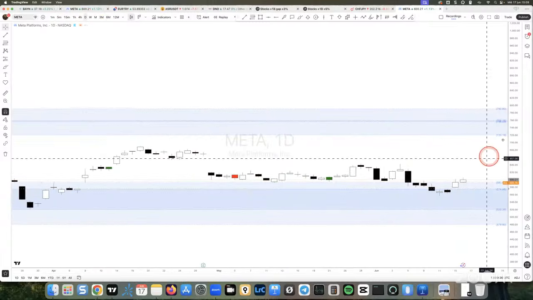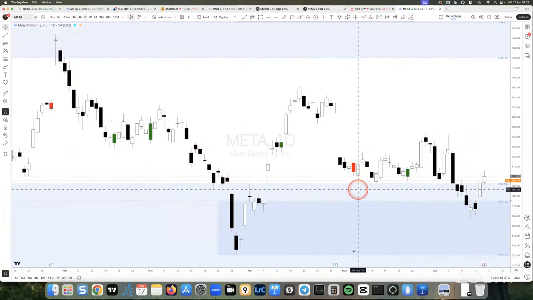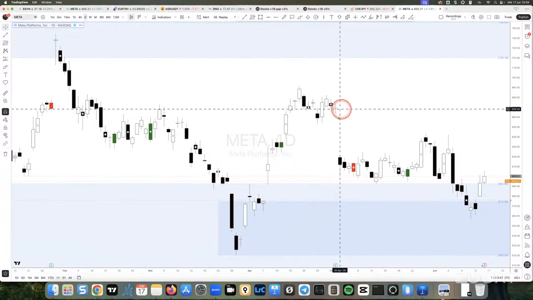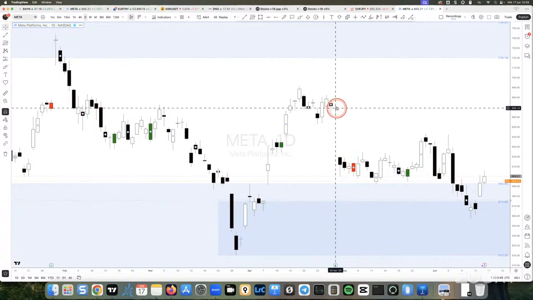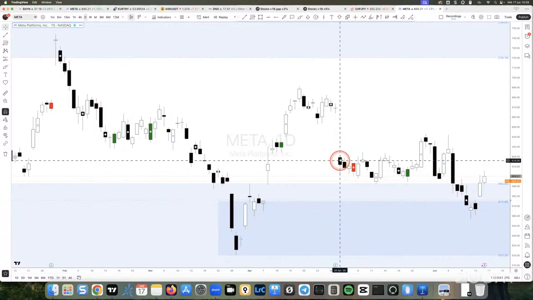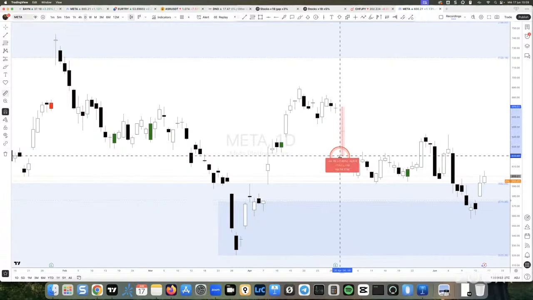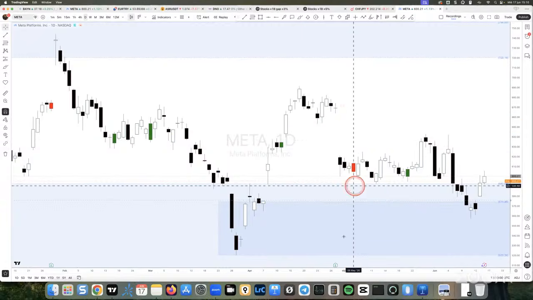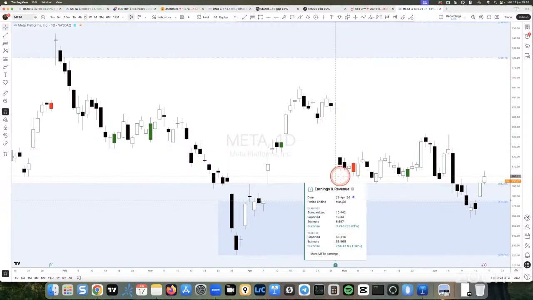So when we take a look at the earnings release here on Meta, which was back on the 29th of April 2026, what happened? Positive earnings, and then price drops almost 8%. Does it make sense? No, it doesn't. So why, if we had positive earnings, did Meta Platforms stock drop 8%?